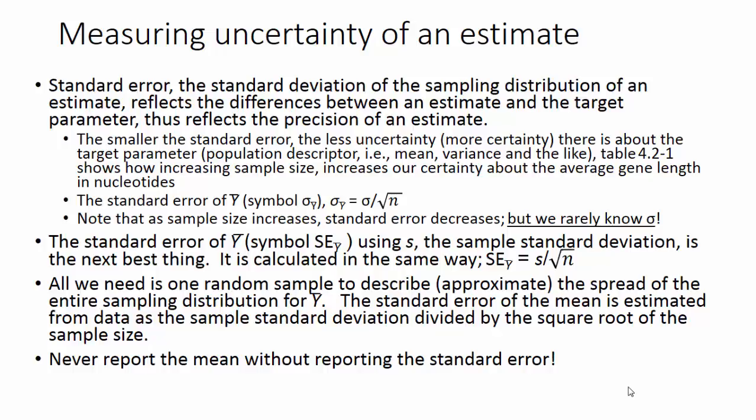The standard error of the mean is estimated from data as the sample standard deviation divided by the square root of sample size. Now, because this is a frequently reported statistic and it provides your readers an indication of the precision of your estimates, when you report, for example, your estimate of the mean gene length in the human genome, you always want to include the sample standard error and make sure that you identify it as such, because it provides a reliability measure about the average gene length.